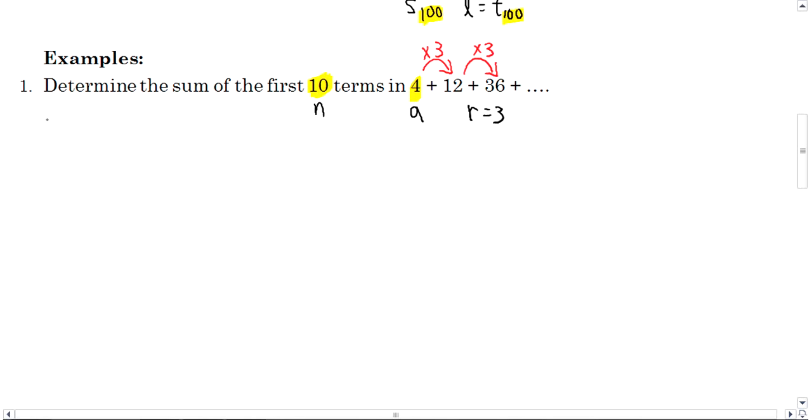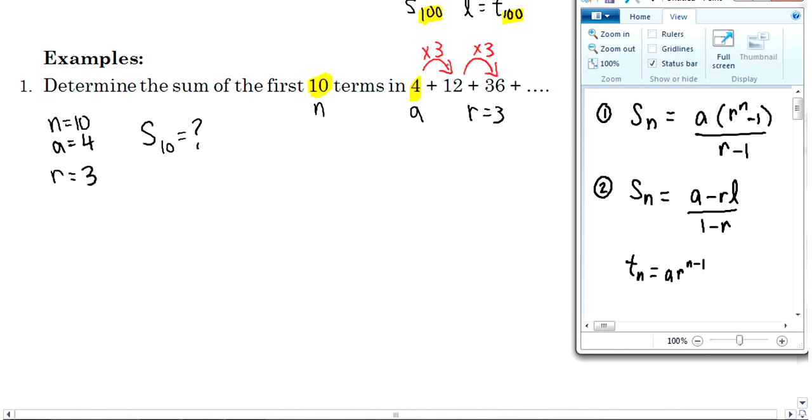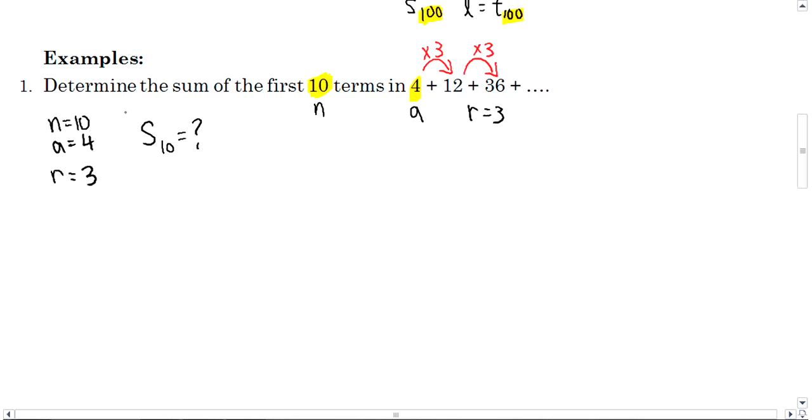Okay, so let's write all this information on the side. N equals 10, A equals 4, and R equals 3. So the question is, what is S of 10? Well, let's look at our formulas here. I have N, A, and R. So let's see if we have enough information to plug everything in. Let's use the first one because that's sufficient. Sn equals A, R to the N minus 1 all over R minus 1.